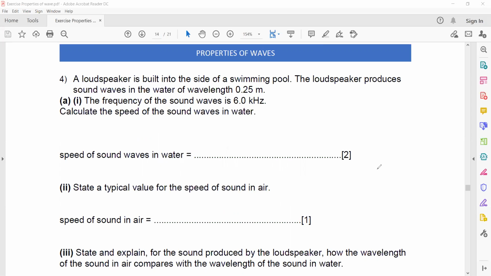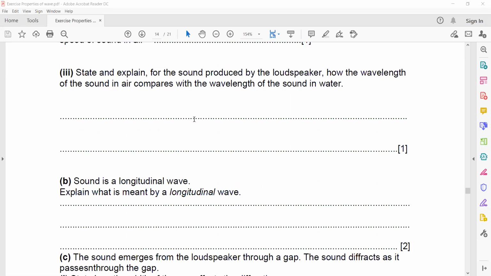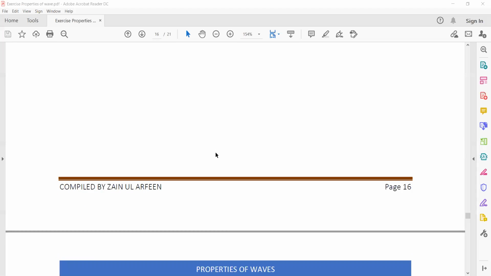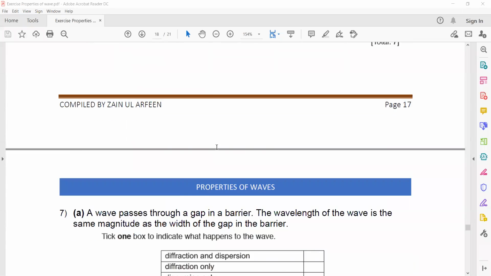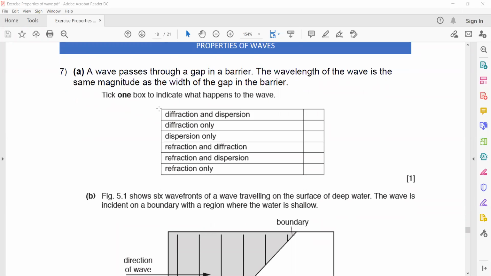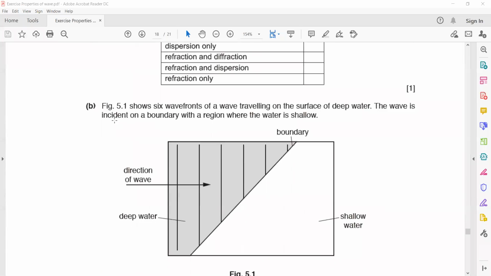Next is question number 8. Before 8b, it's 7b. In question 7, a wave passes through a gap in a barrier. The wavelength of the wave has the same magnitude as the width of the gap. Tick the box to indicate what happened to the wave. So diffraction will occur. Now figure 5.1 shows 6 wave fronts traveling from deep water to shallow.